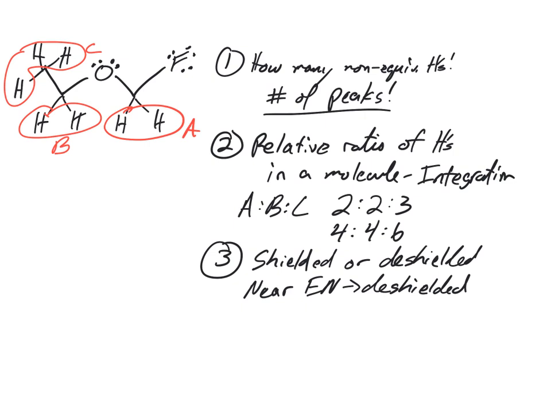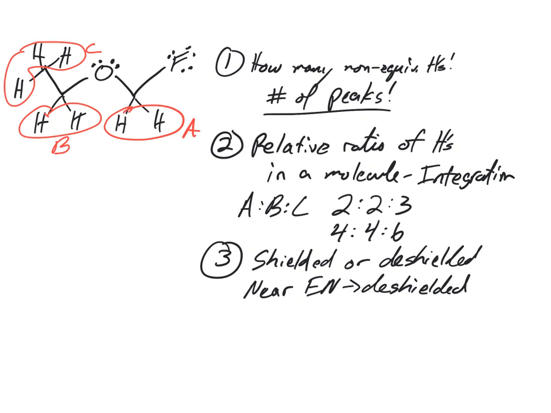So in this case, which one of these is the most de-shielded? That's right. The most de-shielded one is A. It's near both the fluorine and the oxygen. What's the least de-shielded, the one that's the most shielded? C, right? Because it's the farthest away from the electronegative element.